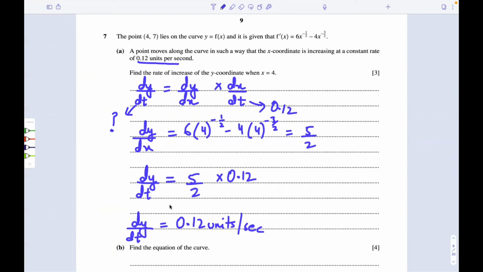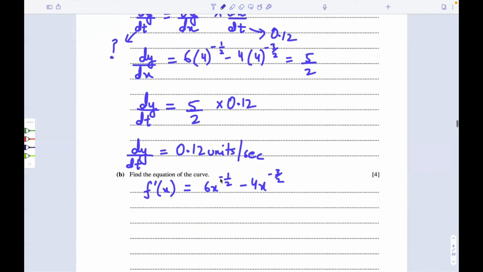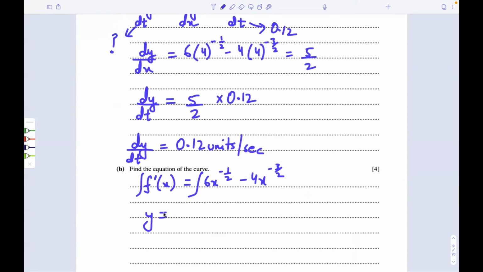Now to find the equation of the curve, what we do is we integrate the derivative. So we have the derivative, f dash x is equal to 6x to the power minus 1 upon 2 minus 4x to the power minus 3 upon 2. Integrating both sides, we get y is equal to, so we add 1 here and then divide by the new power, which is positive 1 upon 2. So we have 6x to the power 1 upon 2 divided by half minus 4x.